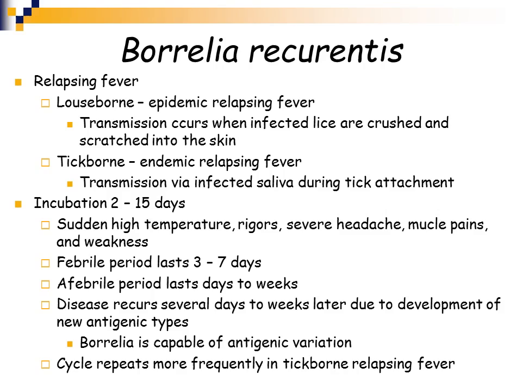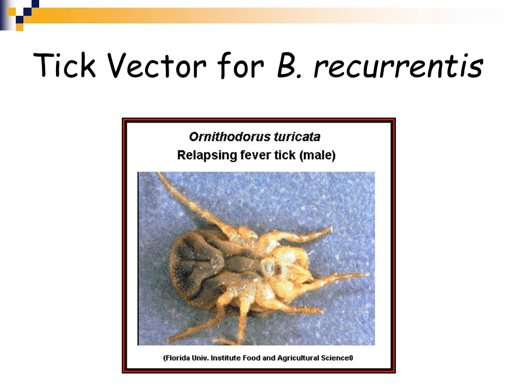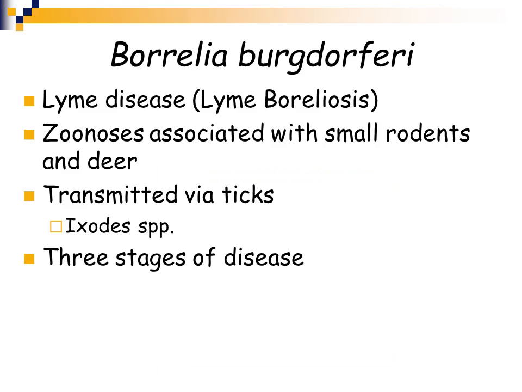So it will seem like you fought off the infection for days or weeks, and then all of a sudden, when the organism changes its antigens, you no longer recognize it anymore, and the organism starts to grow and attack again, and you get symptoms again. This type of relapsing fever, where you have a febrile period and then an afebrile period and then a febrile period and then an afebrile period, repeats itself more frequently in the tick-borne form of Borrelia recurrentis. Here is one of the tick vectors that can transmit Borrelia recurrentis.